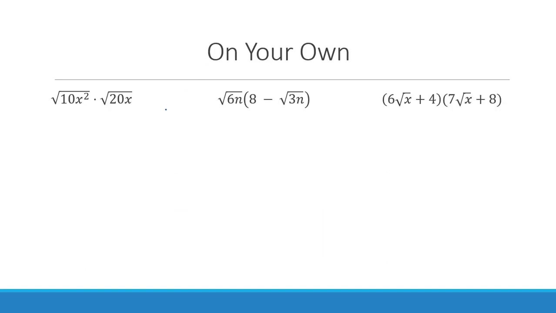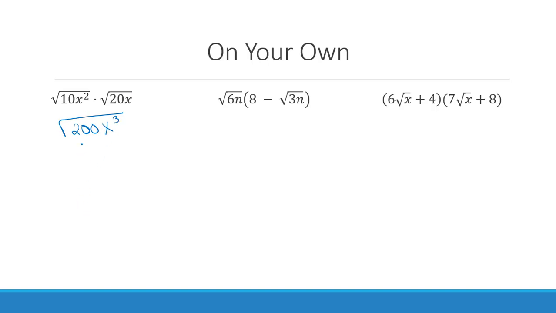So I want you to pause the video and try some like this on your own. And when you're ready, hit play to check your answer. So this one, we've got 10 times 20. So if we do 10 times 20, that is going to give us 200. And then we've got x squared times x, which is going to give us x to the third.